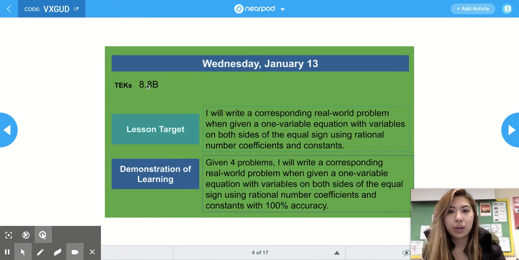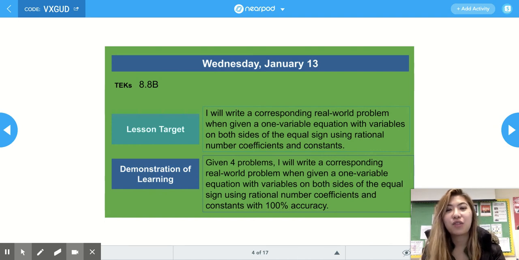Today's TEK is 8.8b. Our lesson target is: I will write a corresponding real-world problem when given a one-variable equation with variables on both sides of the equal sign using rational number coefficients and constants. And our DOL is given 4 problems. I will answer those kinds of questions with 100% accuracy.